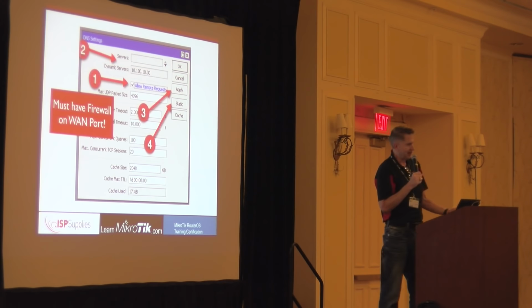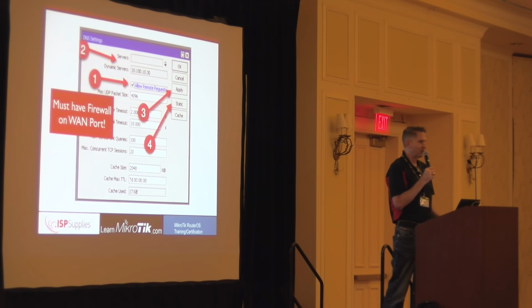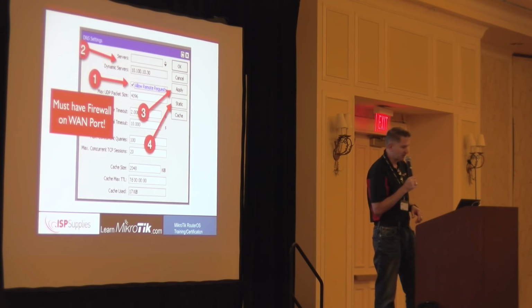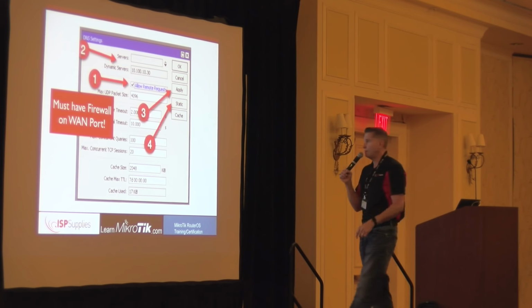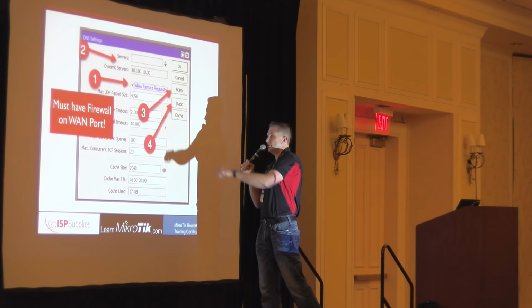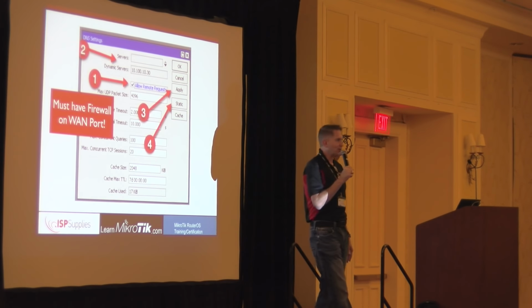So now when somebody asks for the IP address for YouTube, we're going to give them our own IP address that we have concocted in this static. Now, it's a great big red window here. You must have a firewall on your WAN port.